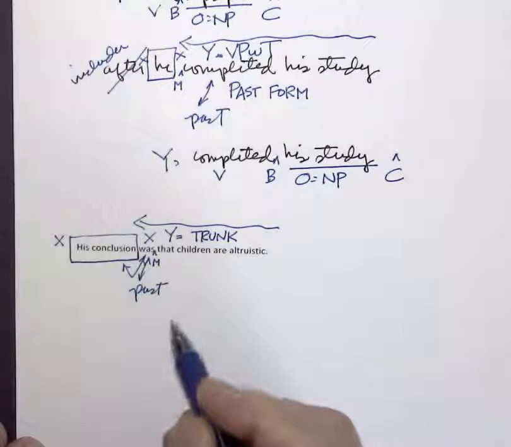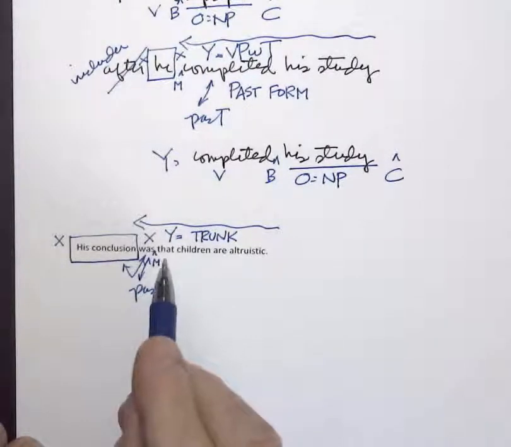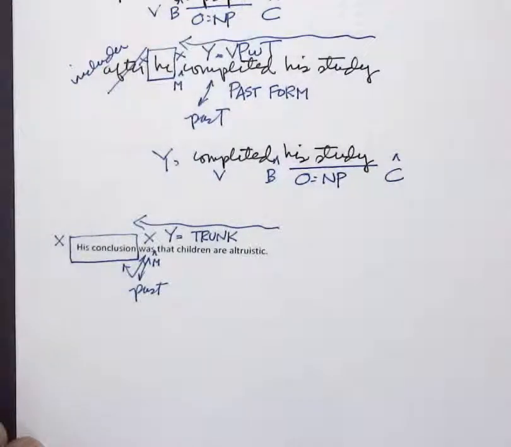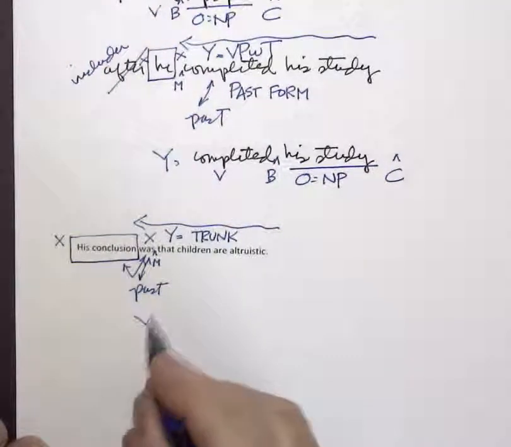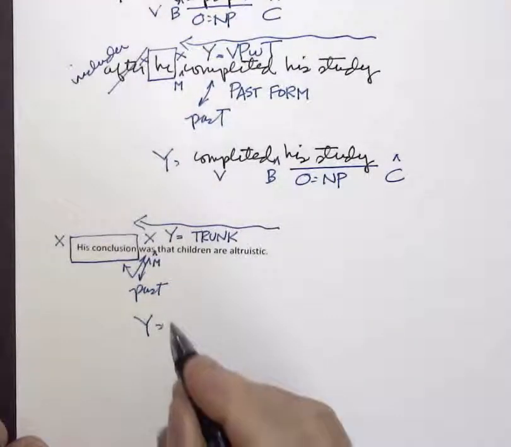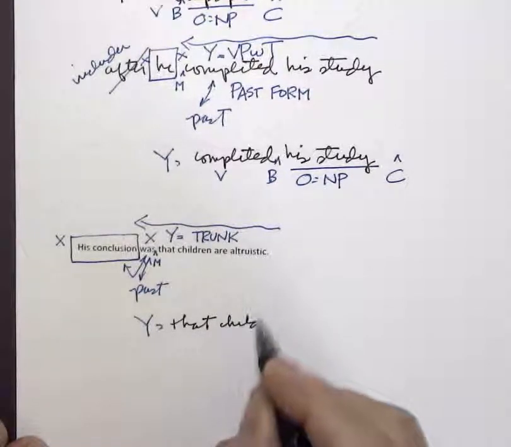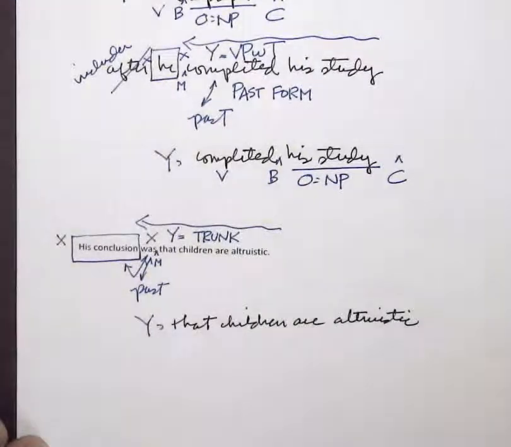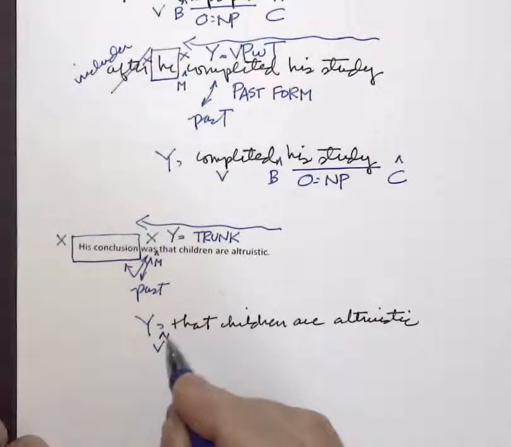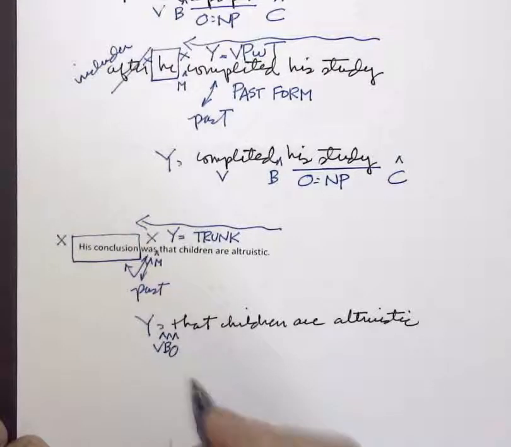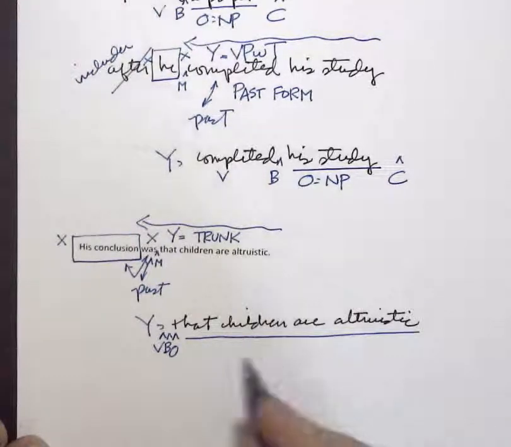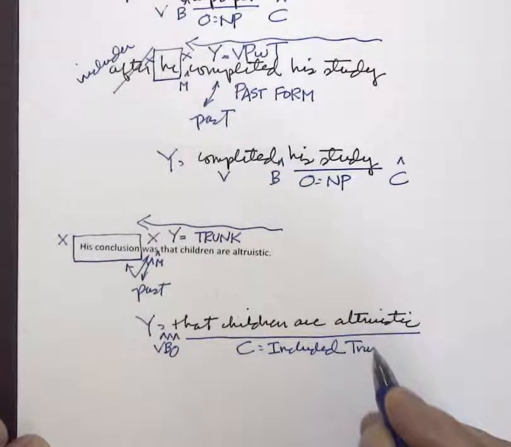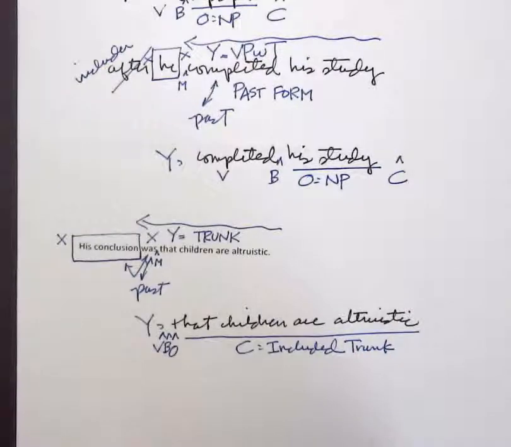And we're going to be talking about this kind of phrase later, but you can see it has the word that. Children are altruistic. This is an included sentence, but it's not adverbial. So let's rewrite the Y. That children are altruistic, and the verb place is empty, particle place is empty, object place is empty. You can't have an object without a verb, so this is the complement, and we can say it's an included trunk, or that really means the same as sentence without shifters. And we're done.